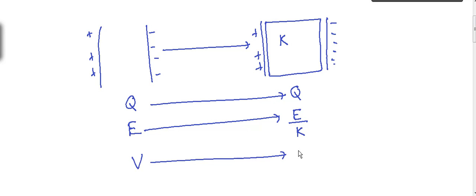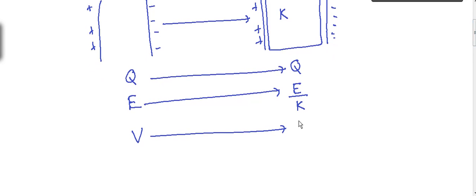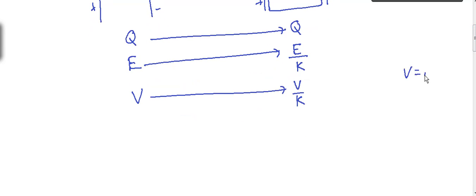V becomes V by K, because V is equal to E D, and E changes, so V changes. Capacitance: I forget how to express it in terms of K. K C. Perfect.